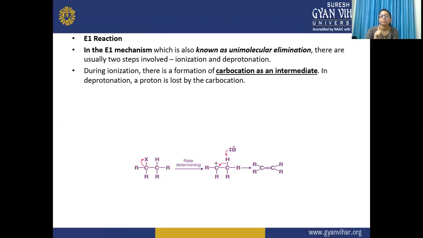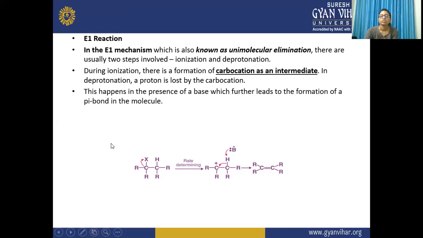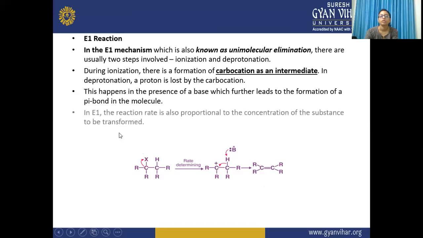In the first step, there is a formation of carbocation, and then in deprotonation a proton is lost. This happens in the presence of a base, which attacks the proton and further leads to the formation of a pi bond in the molecule. The E1 reaction rate is directly proportional to the concentration of the substance to be transformed, means the reactant, and it follows first order kinetics.